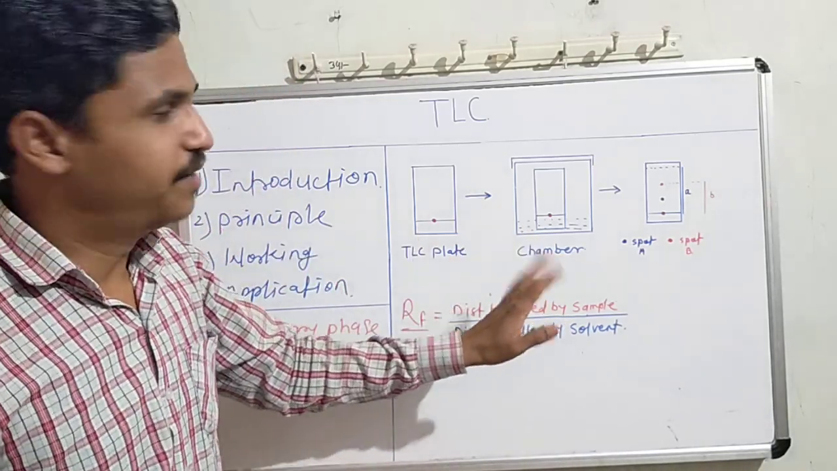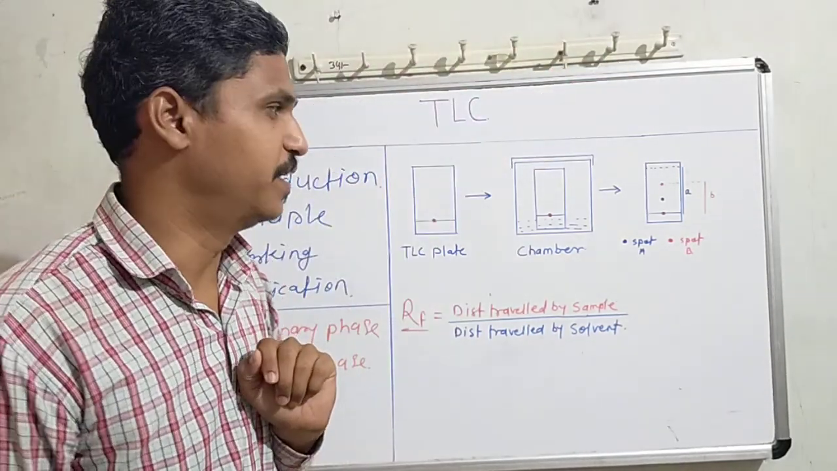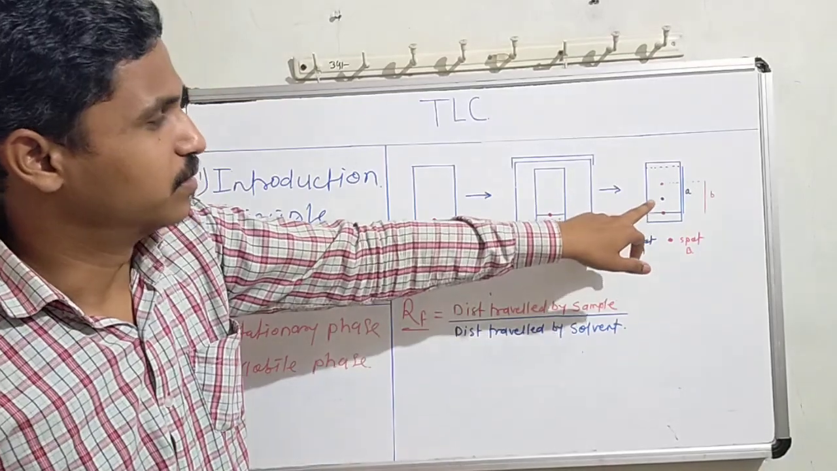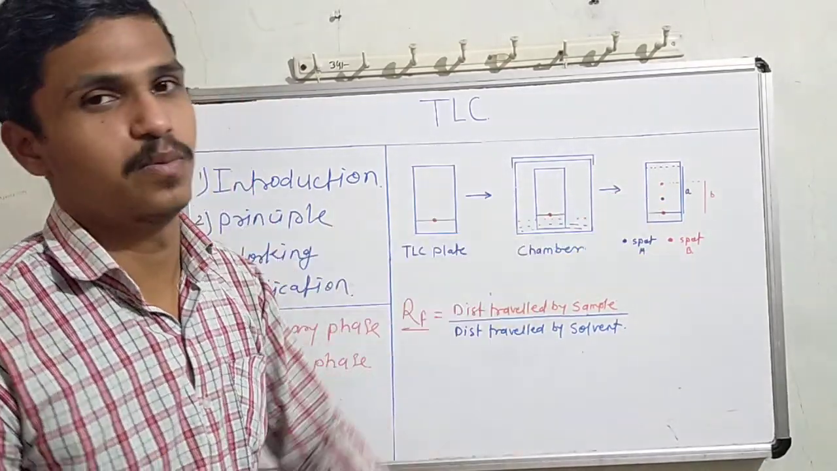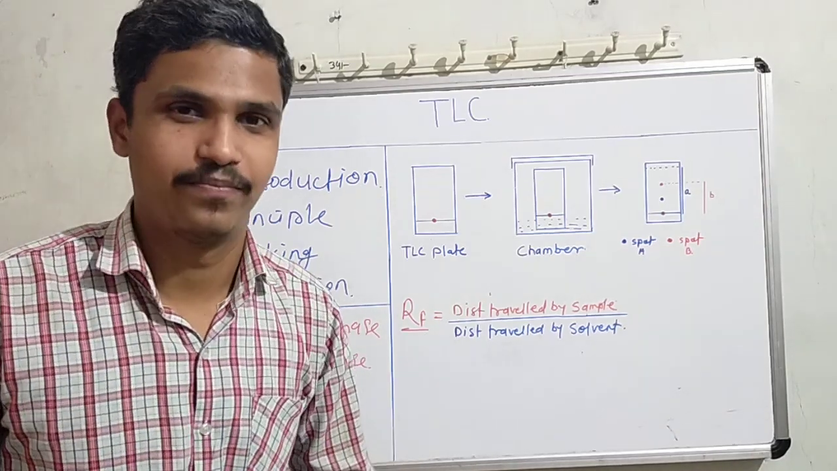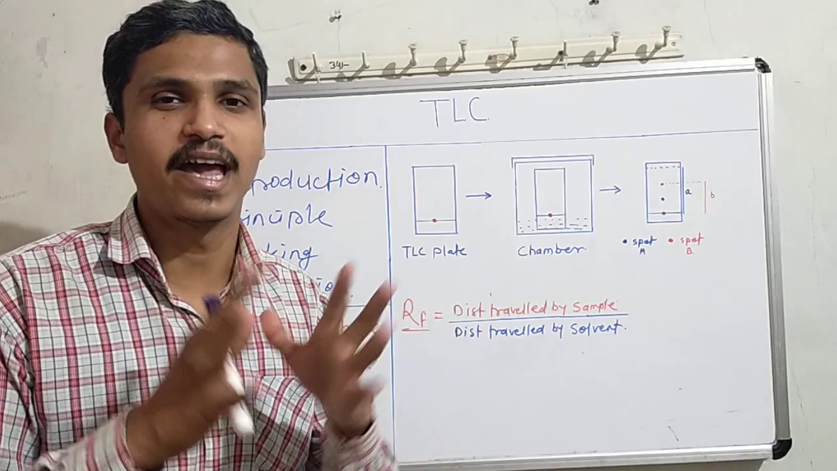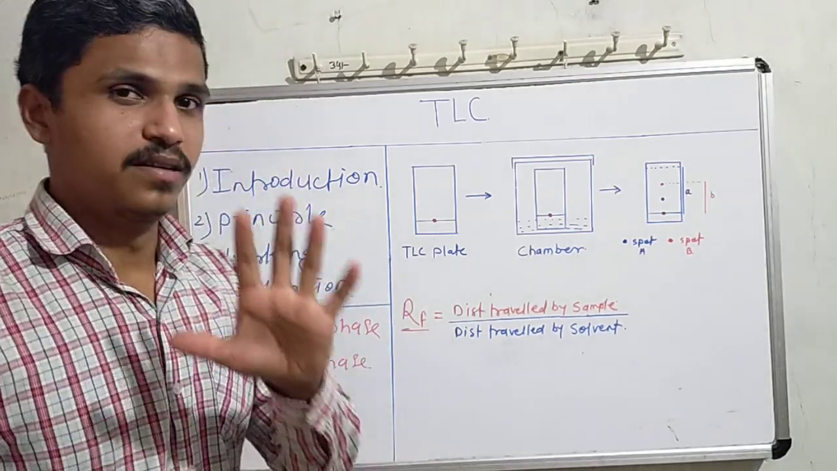After 10 to 15 minutes, you have to take this TLC plate out and different spots appear. You see in the diagram, this is a blue spot, this is a red spot. So the question arises in mind, how are these spots separated? This is the actual working. Okay, listen carefully.